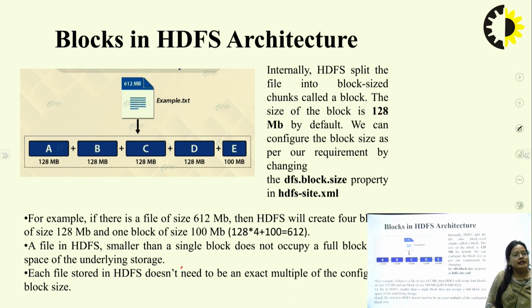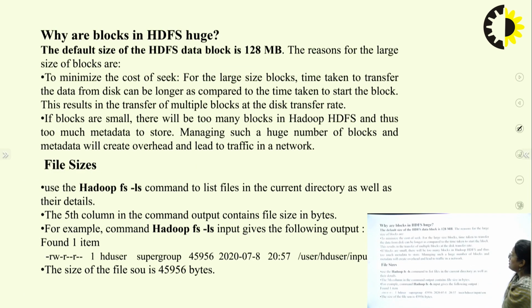A file in HDFS that is smaller than a single block does not occupy the full block size of space in the underlying storage. Each file stored in HDFS does not need to be an exact multiple of the configured block size. Now you must be thinking why we need such a huge block size, that is 128 MB. The default size of an HDFS data block is 128 MB. There are two reasons for the large size of blocks.